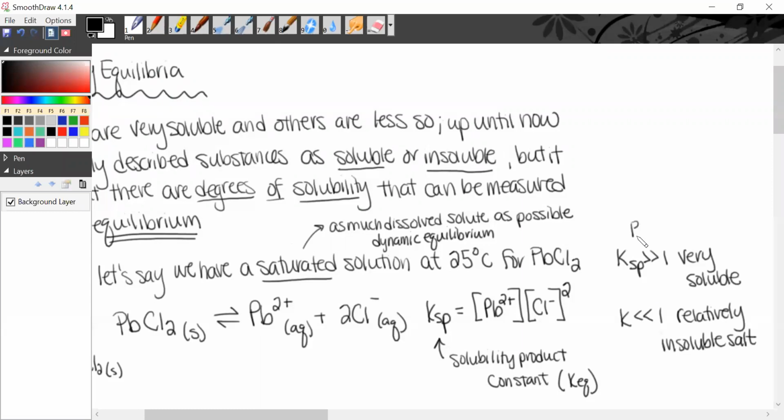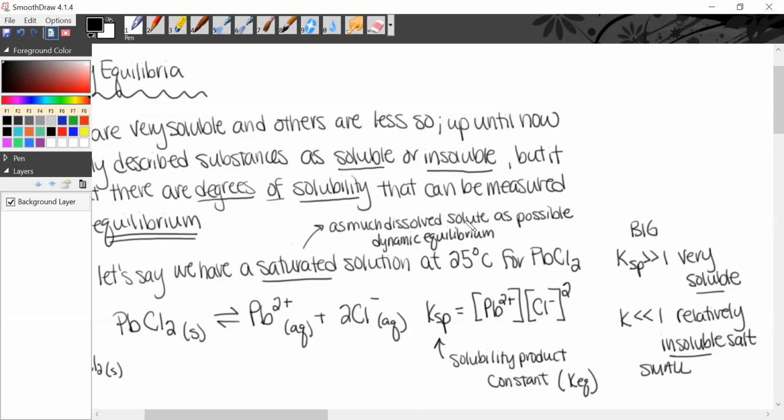So big Ks, soluble. Small Ks, insoluble. And of course, any degree in between. Questions so far? Yeah, if you flipped that reaction, now big Ks would be relatively insoluble, right?